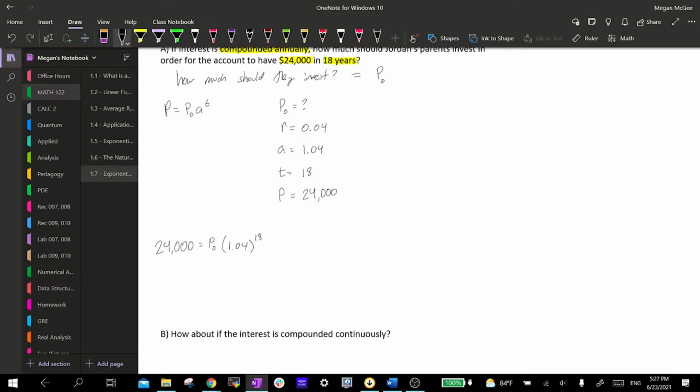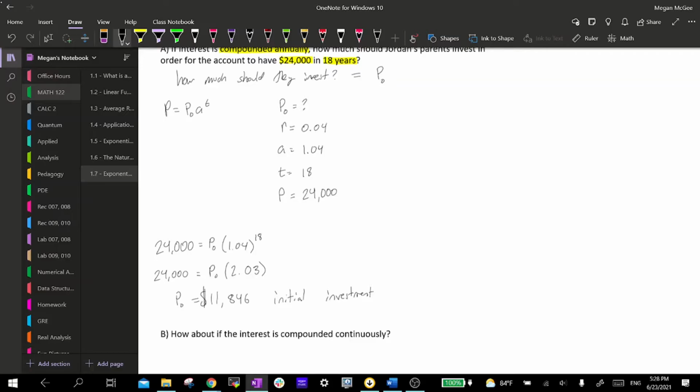All right, so let's go ahead and solve for P naught. So we have 24,000 is equal to P naught times 1.04 raised to the 18th power, which is going to give us 2.03 if we round up a little bit. All right. And then we divide both sides by 2.03. And we get P naught is equal to $11,846 as an initial investment.